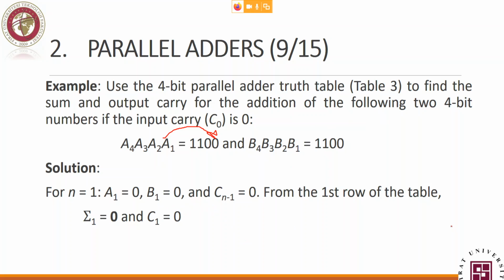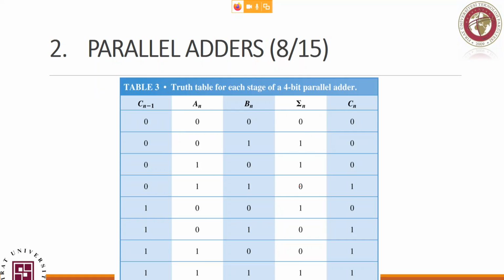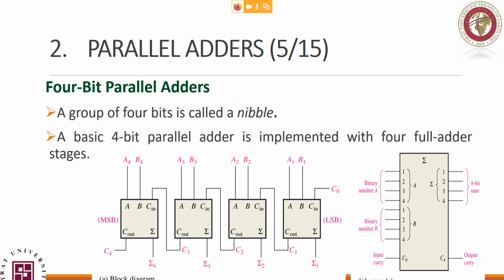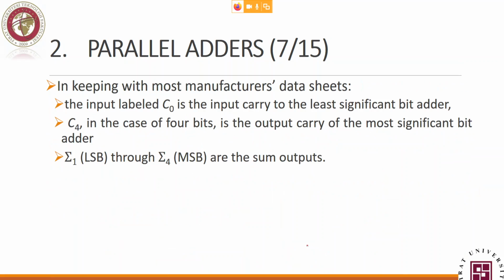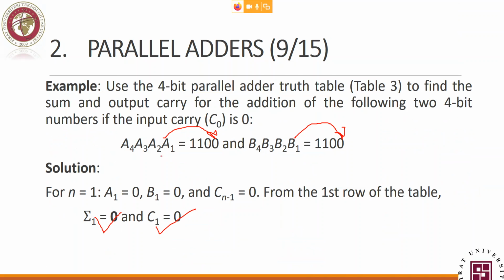Now, the idea is, we have A1, we have B1, we know them. We have C0. So 0 plus 0 plus 0 is a 0 in the sum and a 0 in the carry. Which carry? C1. Why? Because we are looking for the carry out here. All right, let's apply next. Now, A2 is 0, B2 is also 0, and C1 is 0. 0 plus 0 plus 0 is also 0 with 0 carried.